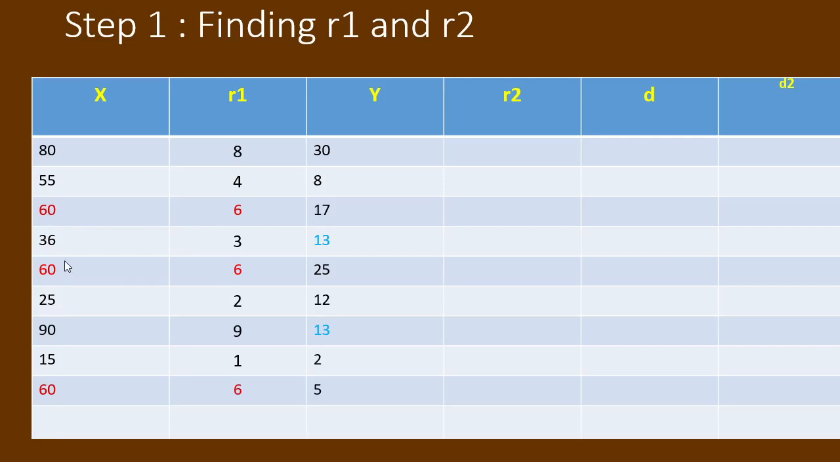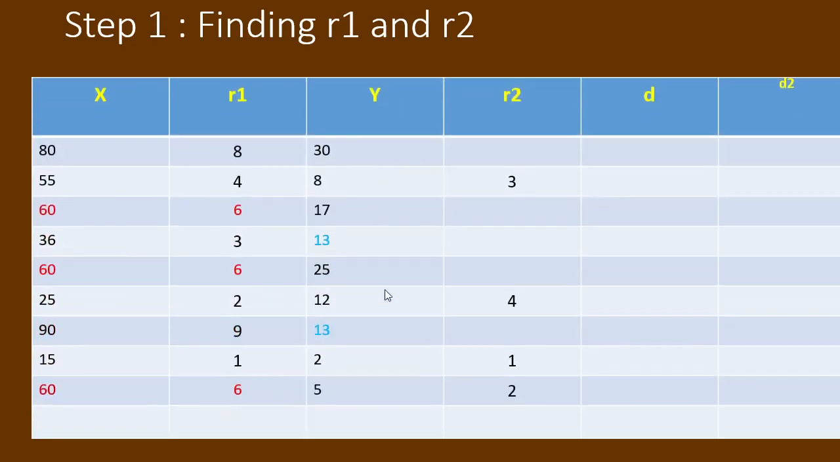After 60, the next number is 80. For this 80, I cannot allot the 7th rank because 5, 6, 7 are already considered for our average rank. So I'll consider 8th rank here. And the next number 90, I'll continue the rank, it's 9. You should remember, in total we have 9 observations and the maximum rank that we allot is 9. So I should allot ranks in the same way for the Y series.